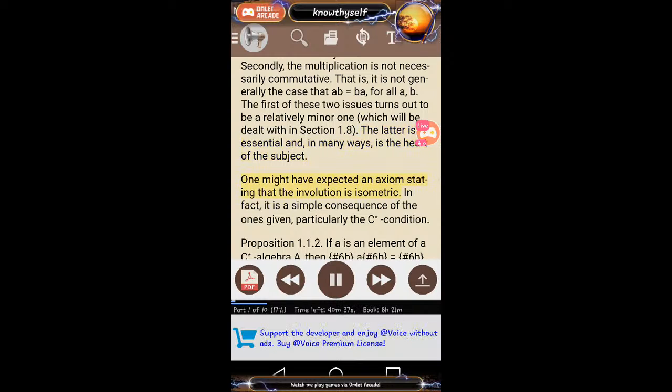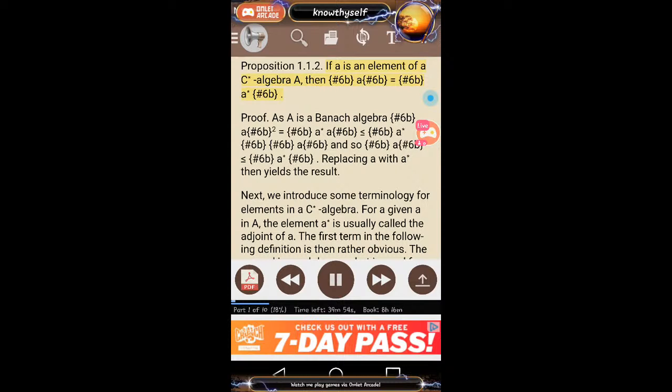One might have expected an axiom stating that the involution is isometric. In fact, it is a simple consequence of the ones given, particularly the C* condition. Proposition 1.1.2. If A is an element of a C* algebra A, then ‖A*‖ equals ‖A‖. Proof.